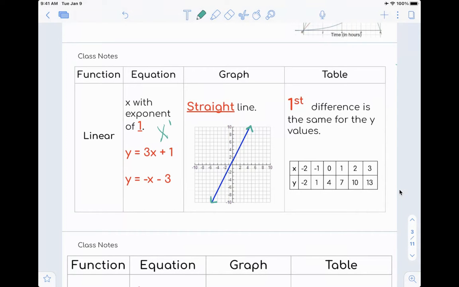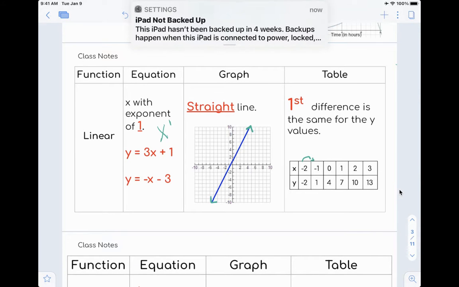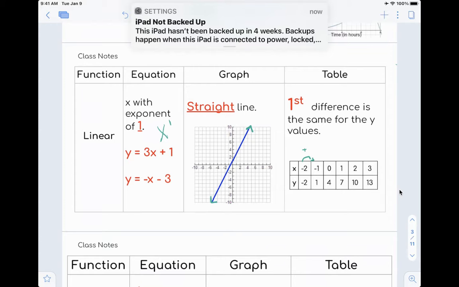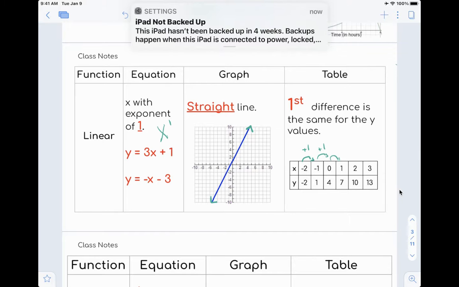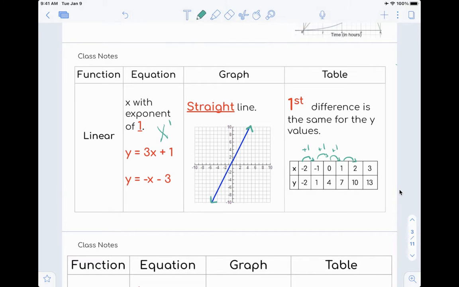So in the x values, I can see when I take those finite differences, from -2 to -1, I'm increasing by 1. From -1 to 0, plus 1. From 0 to 1, plus 1. And from 1 to 2, plus 1. And from 2 to 3, plus 1.